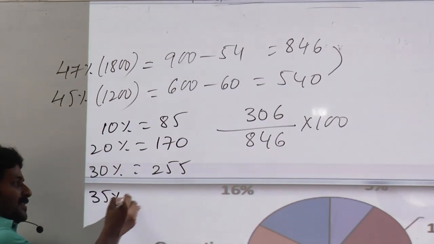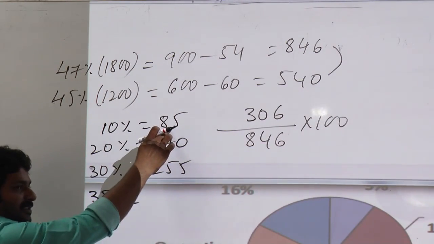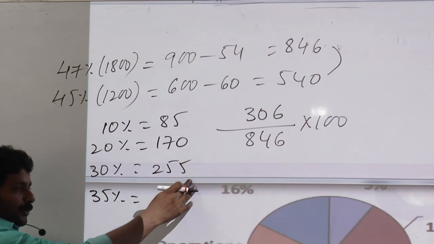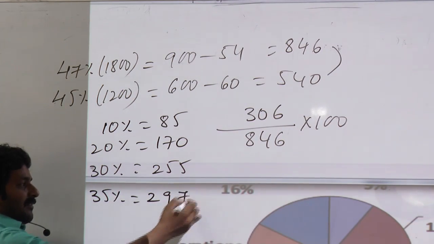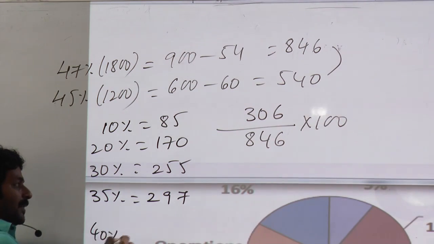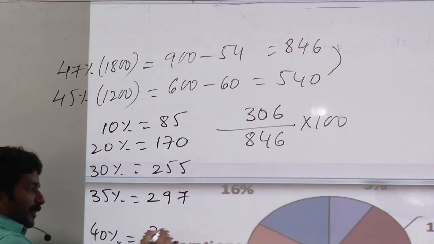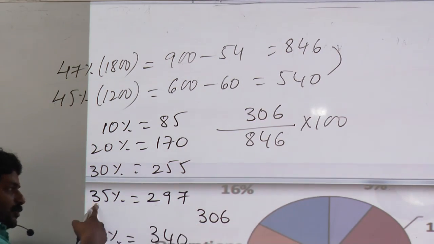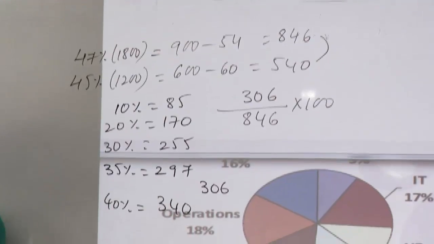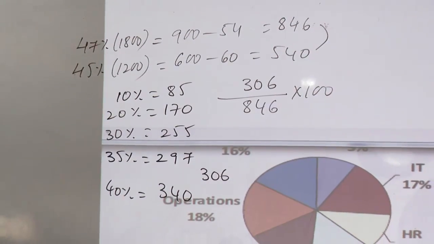What is 35%? 255 plus half of this. So you can add 40 to this number. 297. And you know that 40% is equal to 340. What is your number? 306. 306 is just about 297. Answer should be more than 35 but close to 35. Options. 30.